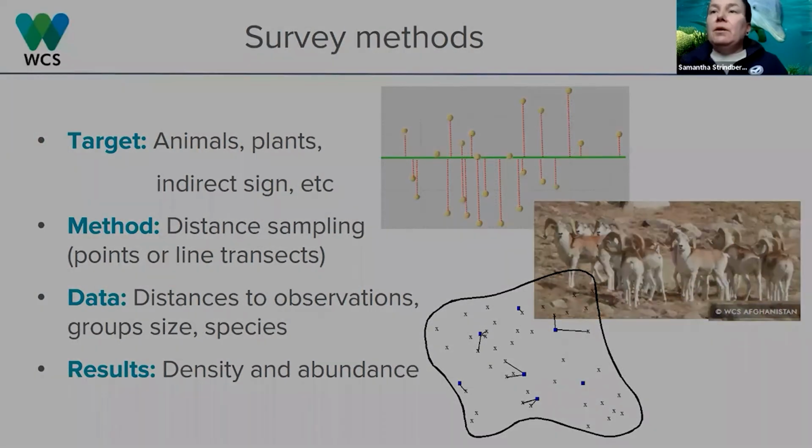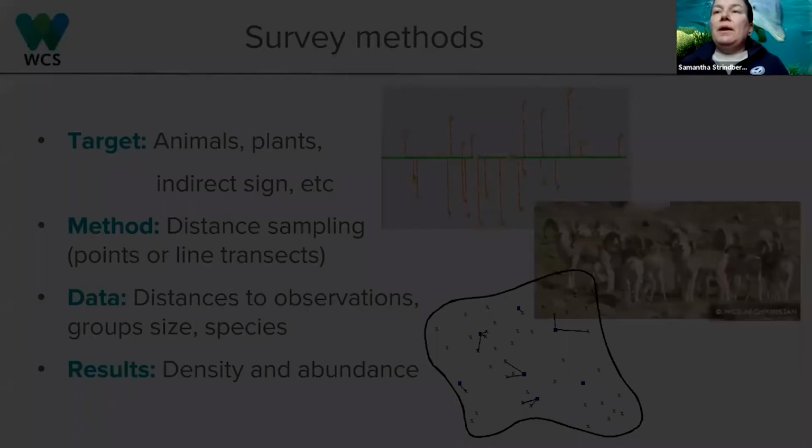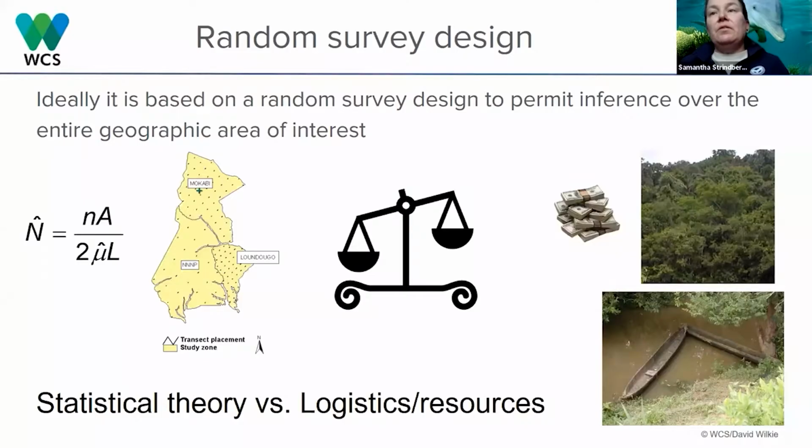So whichever method you end up using, it's always worth applying a random survey design, as then you are on a more solid footing to draw conclusions about your entire study area. As you work on your study design, there will almost always be a tension between the perfect design that gives you great precision and will allow you to detect trends, and the available resources and logistical constraints. It really requires a careful balancing act.